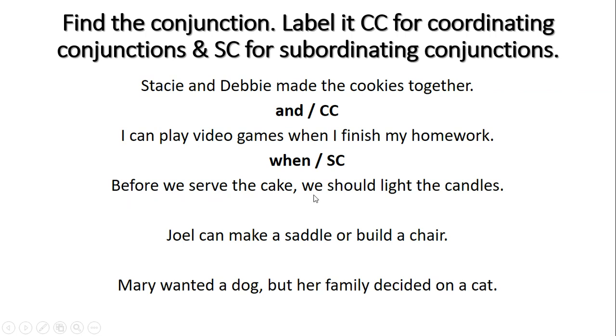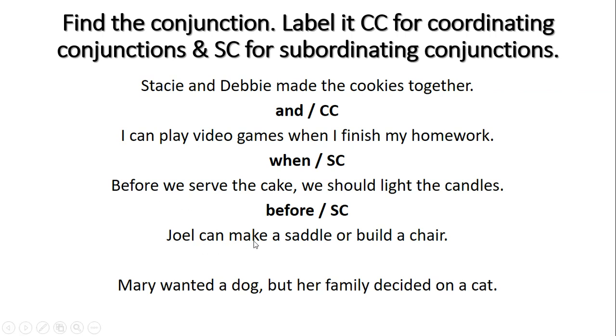So where is the conjunction in this particular sentence? The conjunction would be the first word in the dependent clause, which is the word before. And since it's the first word of a dependent clause, we'd call that a subordinating conjunction.